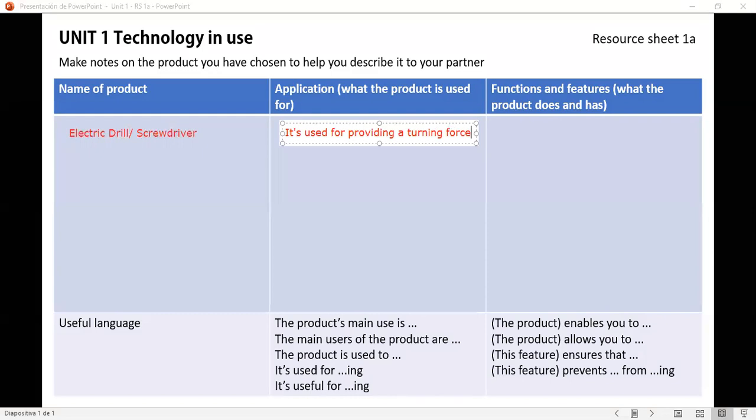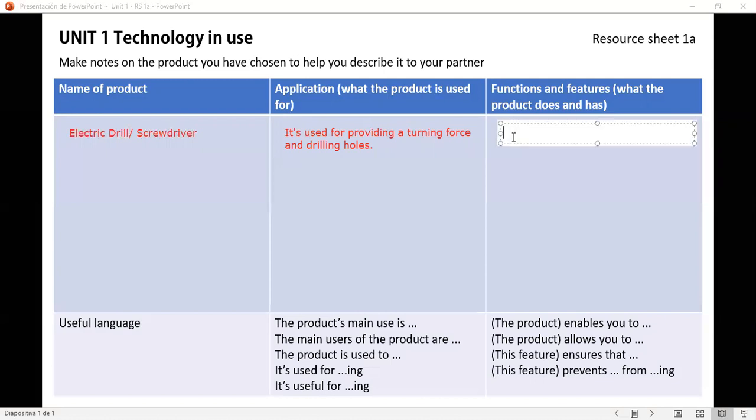That means that it spins. Okay, a turning force. And what about drilling? It's drilling holes. Okay. So that's the application of the electric drill. And then functions and features, what the product does and has.